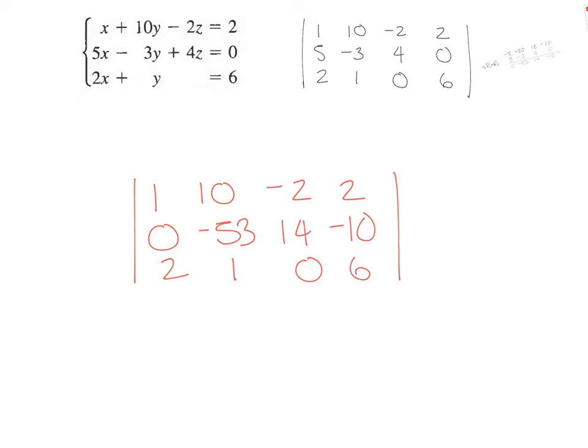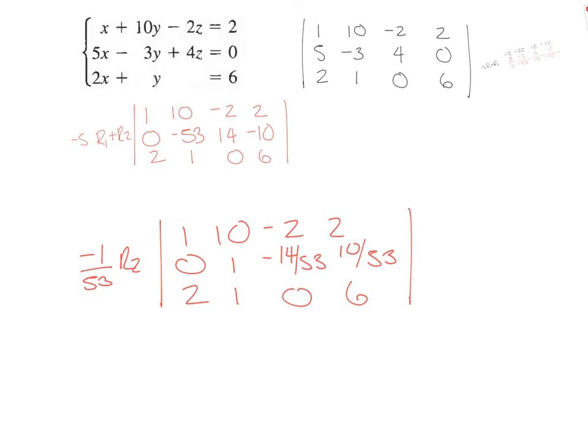So again, let's recap. We took row 1, multiplied it by negative 5, added it to row 2. I worked that out on the side, and it gave me the following solutions. The next thing I want, I can either make this a 0 or I can make this a 1. It's up to you, whatever you want to do next. I'm going to make this a 1. So I'm going to divide that entire row by negative 53.